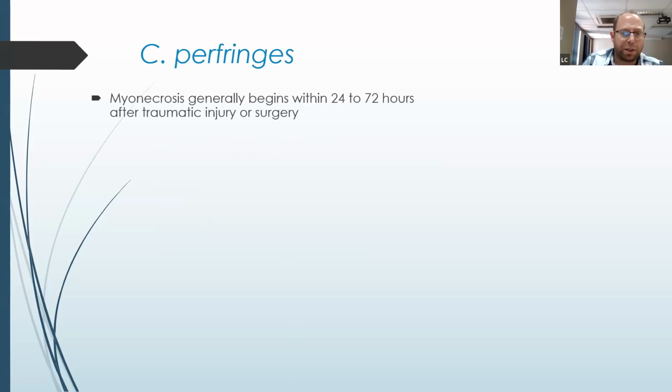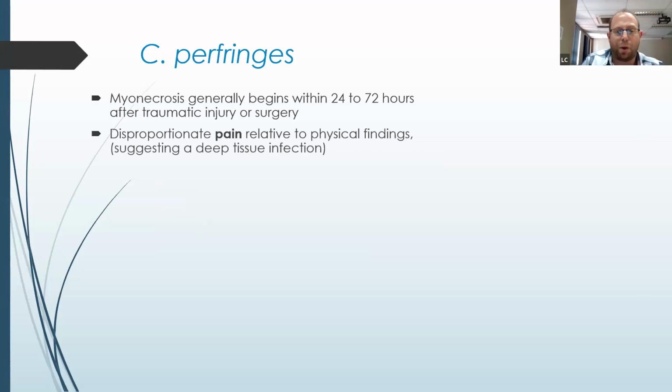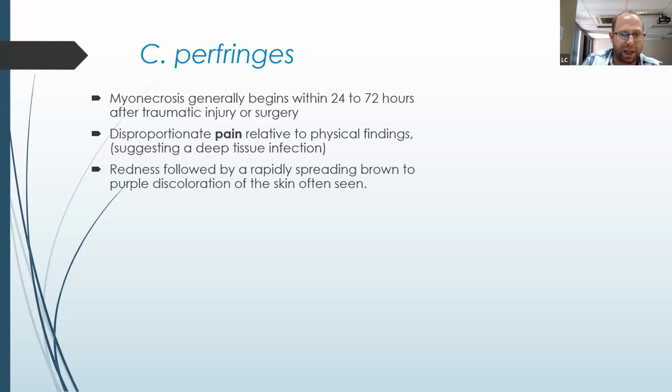So myonecrosis generally will begin within 24 to 72 hours after the traumatic event or the inoculation. And the hallmark is, in fact, disproportionate pain relative to physical findings. That's the first thing to occur, long before you'll have any crepitus or even be that toxic, but severe pain disproportionate to what's visible on the surface of the skin. That usually would be followed by redness and a rapidly spreading brown to purple discoloration of the skin.